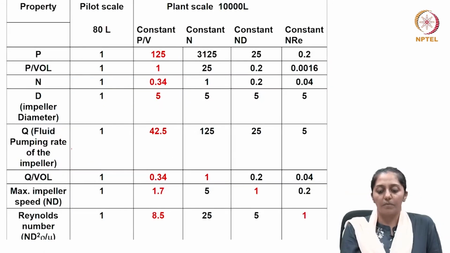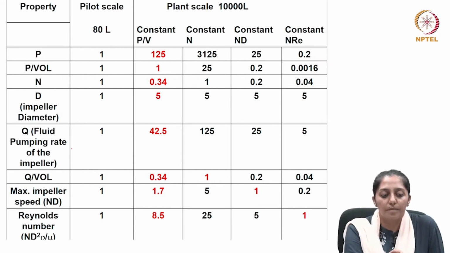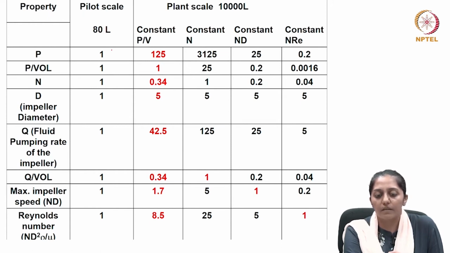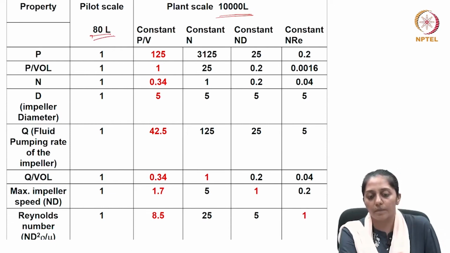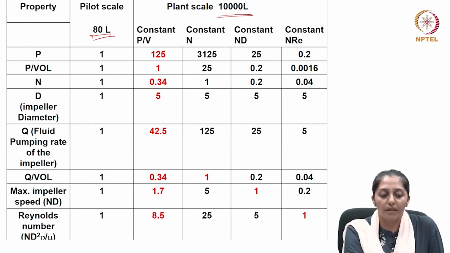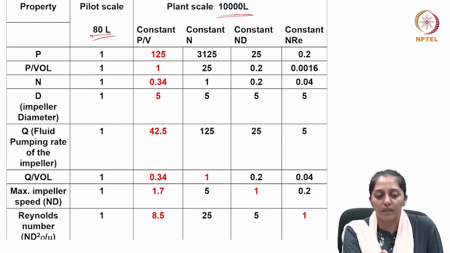Let's take some examples here. If you see the table here, the pilot scale, which we may call the model, is 80 liters. The prototype or the plant scale is 10,000 liters as shown here. So your scale will be the volume ratio. So your linear diameter scale factor will be 5. For the pilot scale, if we consider the ratio, then at constant P by V, the power will be changing.